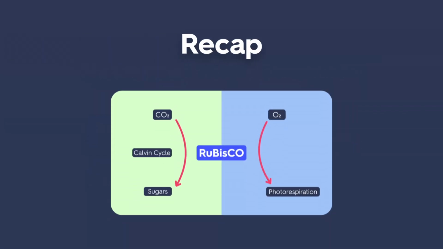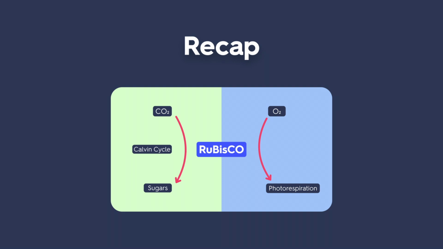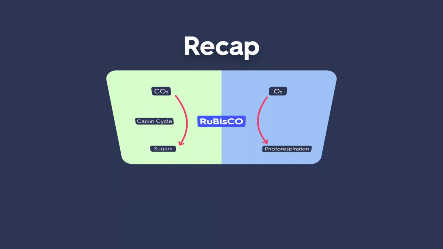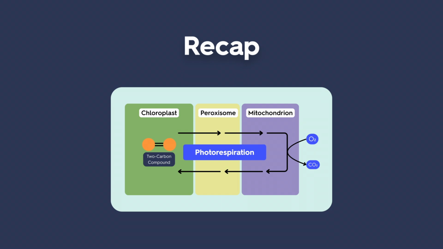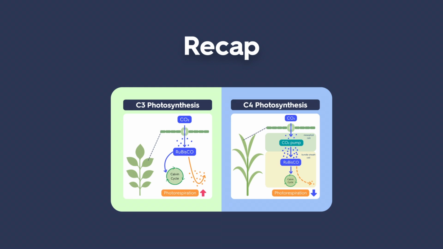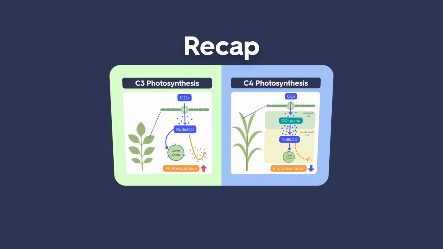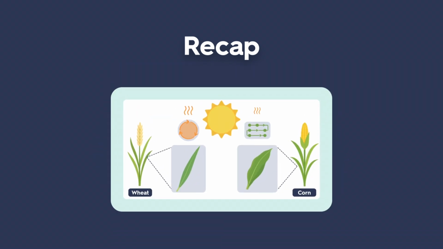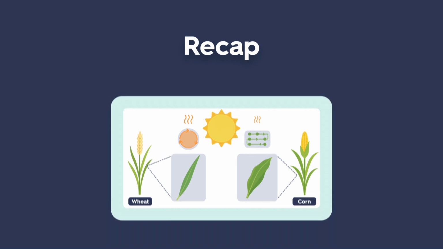To recap, photorespiration begins when oxygen competes with carbon dioxide at RuBisCO. The plant then runs a recycling pathway across multiple organelles and releases carbon dioxide. It uses energy and lowers efficiency, but it can also help protect the photosynthetic system under stress.